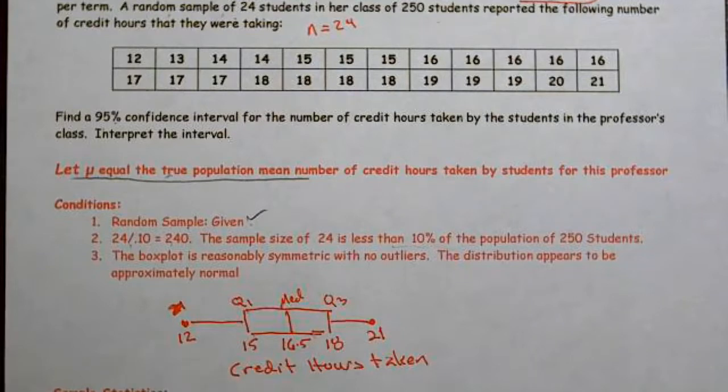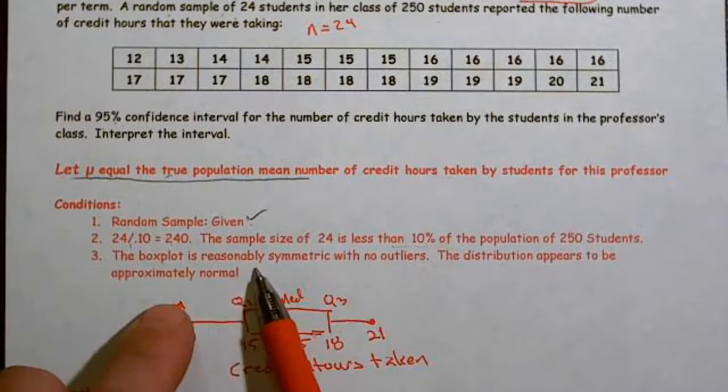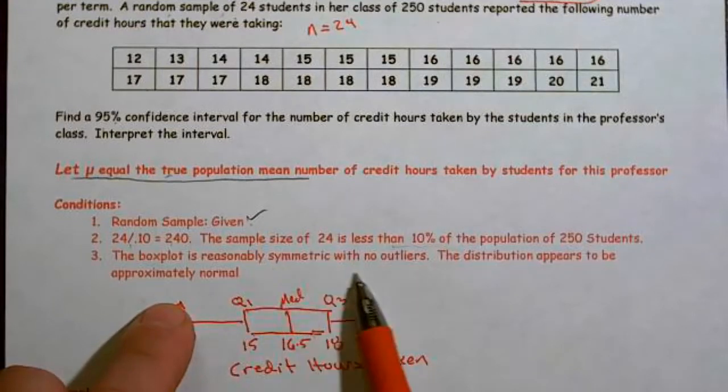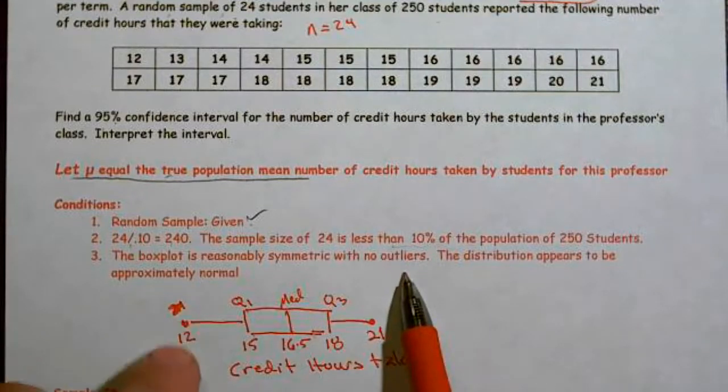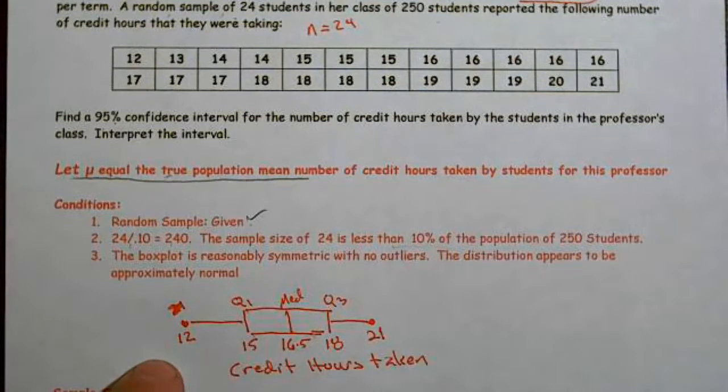But it's not enough to just draw the box plot, you have to say something about it. In this case, the box plot is reasonably symmetric with no outliers. The distribution appears to be approximately normal. This is a key phrase, you need to stick with a phrase that's similar to that.